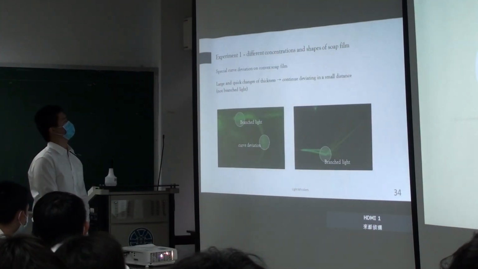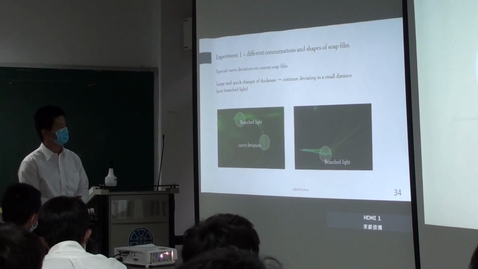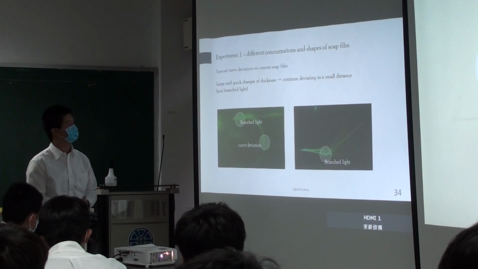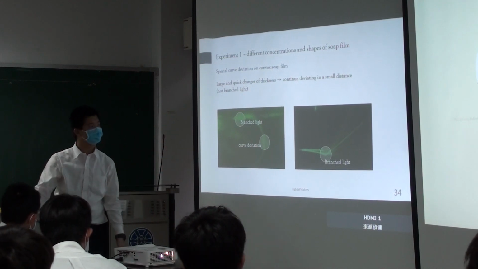Okay, now the special curve deviation on the convex soap film. Large and quick changes of the thickness equal continued deviation over a small distance. You can see it just flicks around.